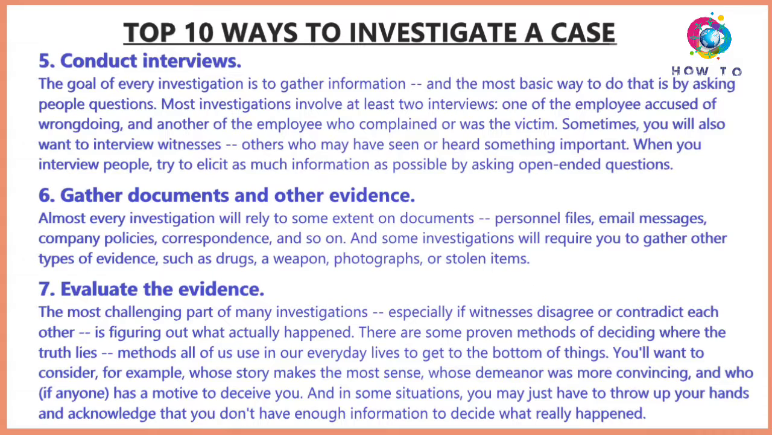Number 7. Evaluate the evidence. The most challenging part of many investigations, especially if witnesses disagree or contradict each other, is figuring out what actually happened. There are some proven methods of deciding where the truth lies, methods all of us use in our everyday lives to get to the bottom of things. You'll want to consider, for example, whose story makes the most sense, whose demeanor was more convincing, and who, if anyone, has a motive to deceive you. And in some situations, you may just have to throw up your hands and acknowledge that you don't have enough information to decide what really happened.